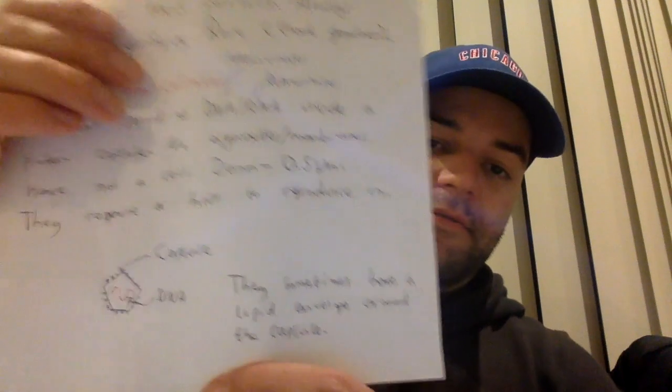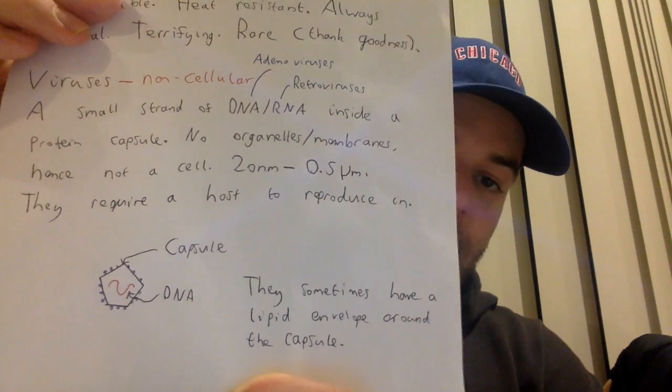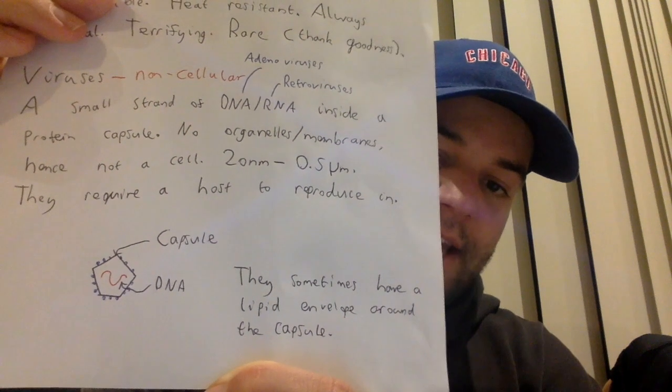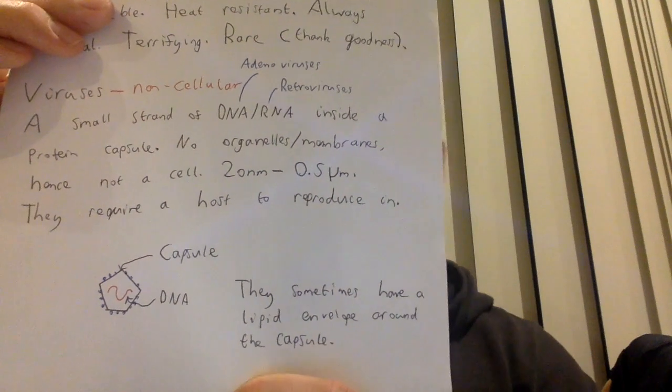Like I said, I've got a very simple drawing of one there, just with the protein capsule and then the DNA inside of it. They occasionally have a lipid envelope that goes around the capsule as well, but it's a very, very simple structure, whatever's going on with them. Okay, very simple things. Again, I nearly said organisms, but we don't count them as organisms because they're not alive. But yeah, that's viruses for you.